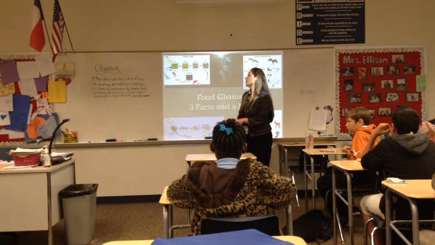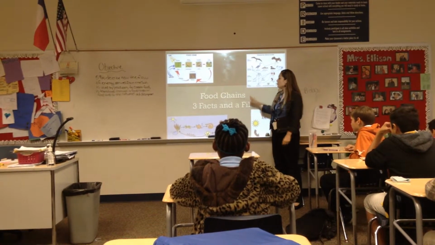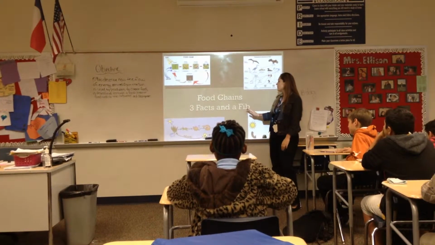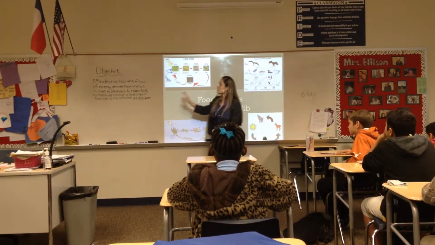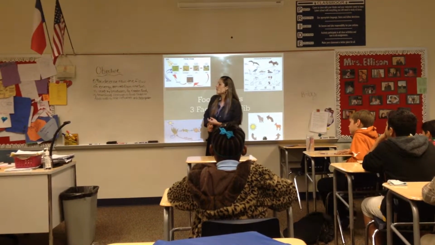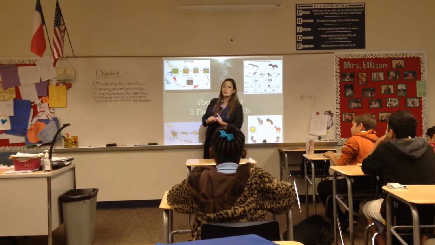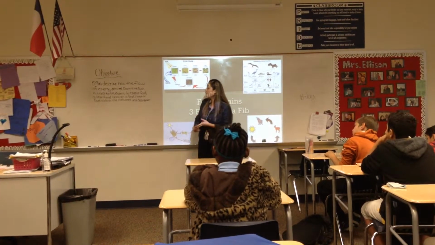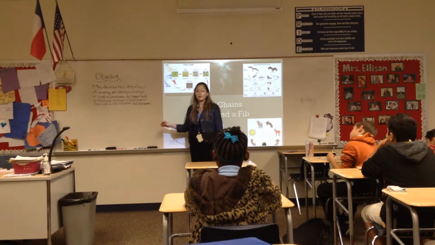Okay, you guys, listen up. We are going to complete a quick activity on food chains. We're going to be creating 3 facts and a fib. And so our objective on food chains is right up here. Describe how the flow of energy is derived from the sun, is used by producers to create food, and is transferred through the food chain or food web to the consumer and decomposer.